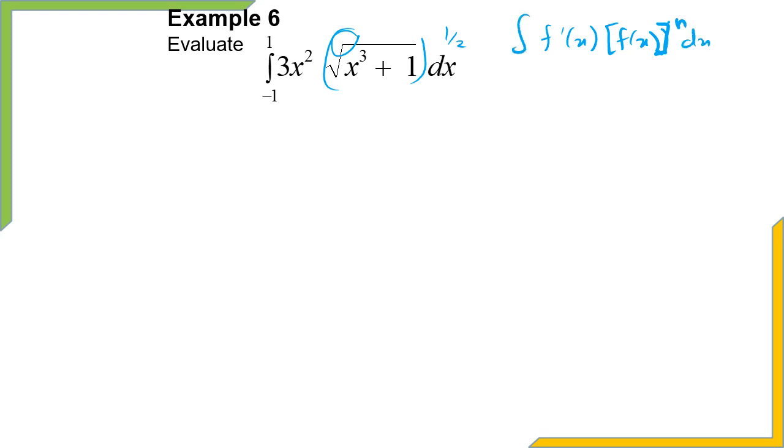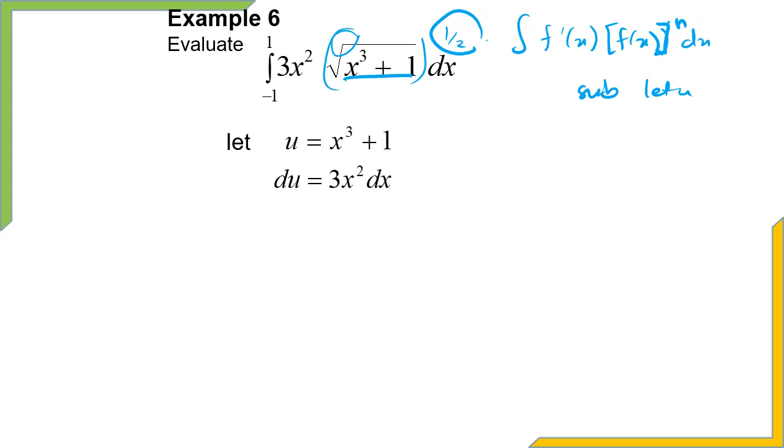Or we can also use substitution, let u. Choose whichever you want if they didn't state what method you want to use. If you want to use substitution, we let u be everything inside the bracket, because we have the index. So u is equal to x cubed plus 1. Differentiating u with respect to x, we get 3x squared. So du equals 3x squared dx.